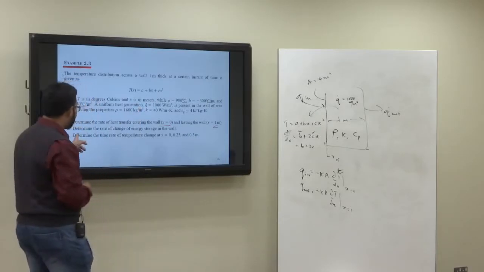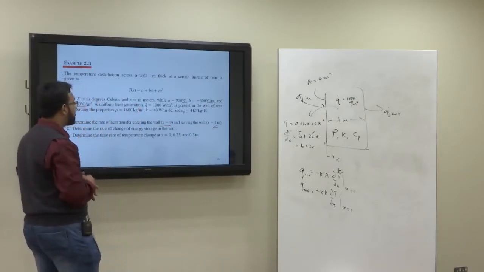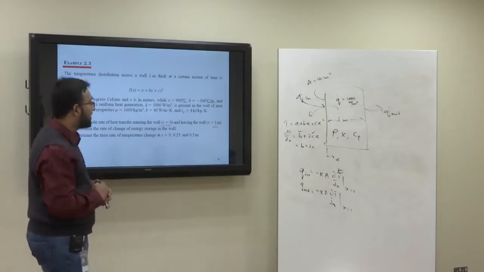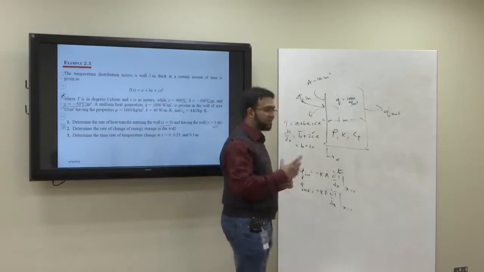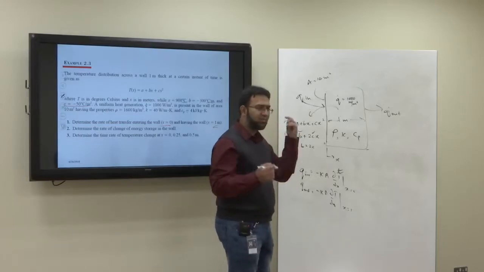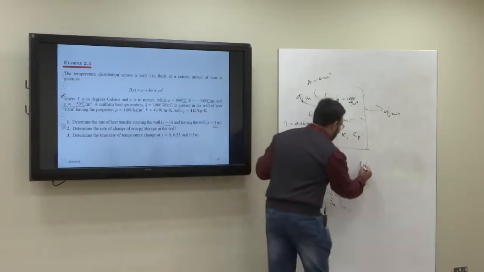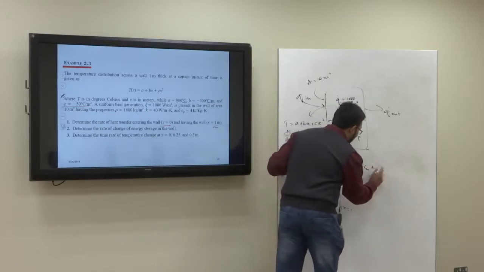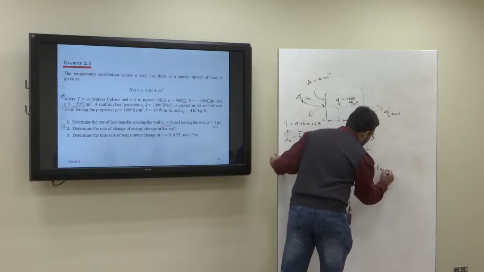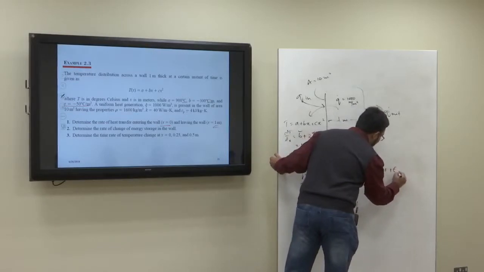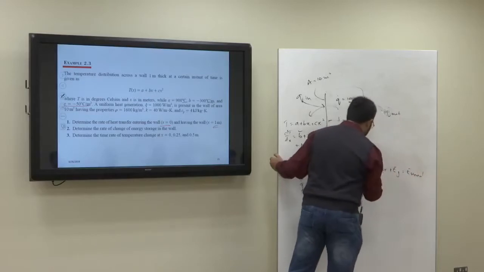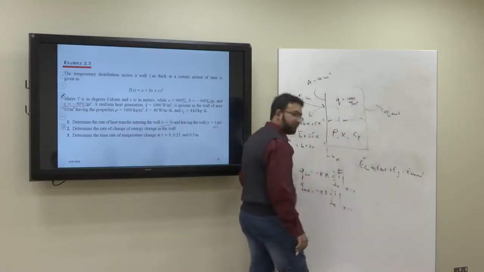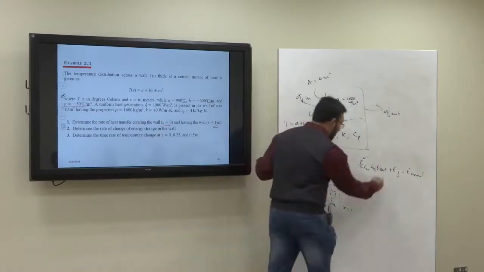Okay, now determine the rate of change of energy storage in the wall. For that we need to apply the first law of thermodynamics, the way we applied in the heat diffusion. So we have E in minus E out plus E generated is equal to E stored. Now E in we know, that's Q in. E out we also know.